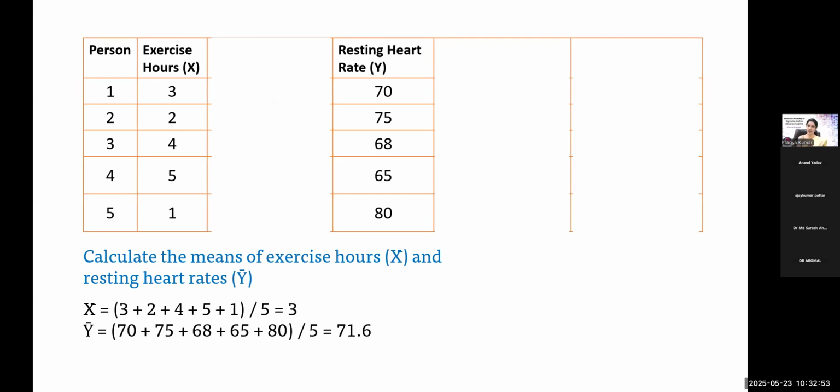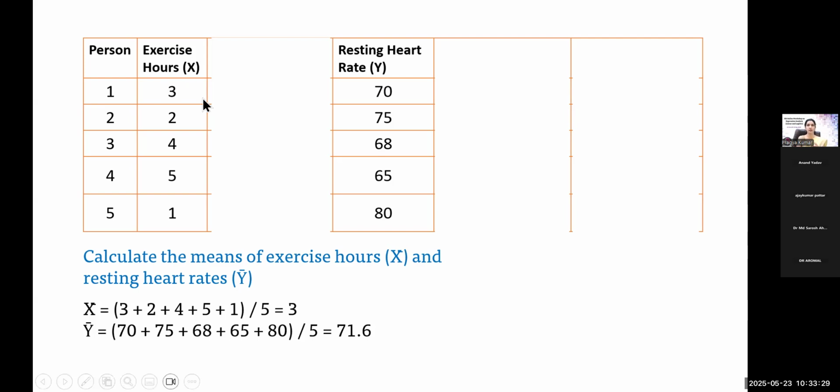And in the section on basic statistics, I think we have covered this: what is a dependent variable and what is an independent variable. A dependent variable is something which you want to predict, and an independent variable, which we also call a predictor variable, is what you use to predict the dependent variable. Since you are predicting the resting heart rate based on exercise hours, the resting heart rate will be your dependent variable, and the exercise hours will be your predictor variable.